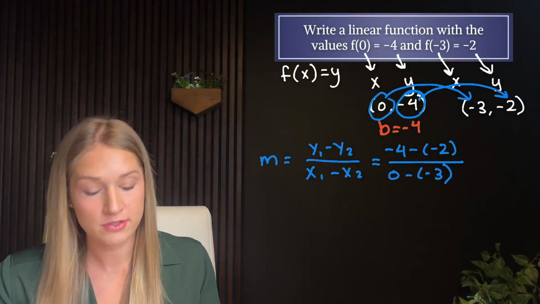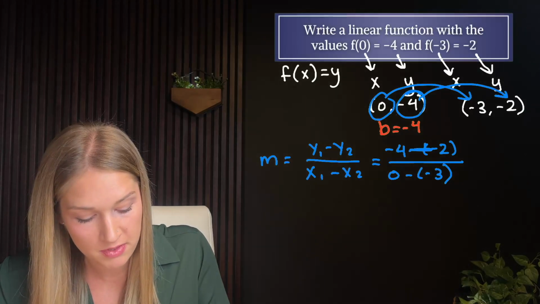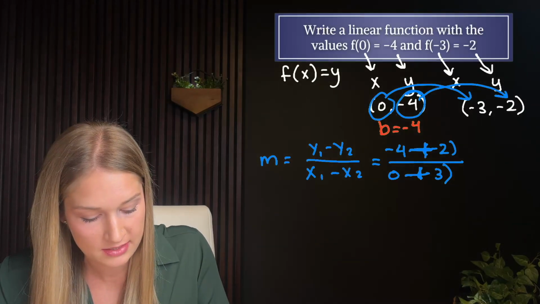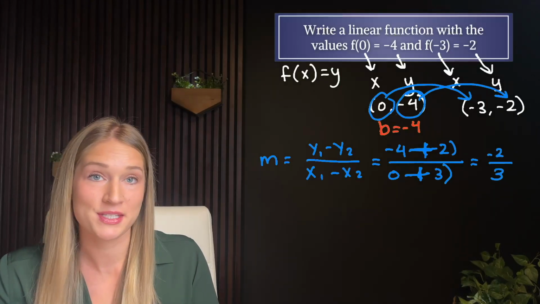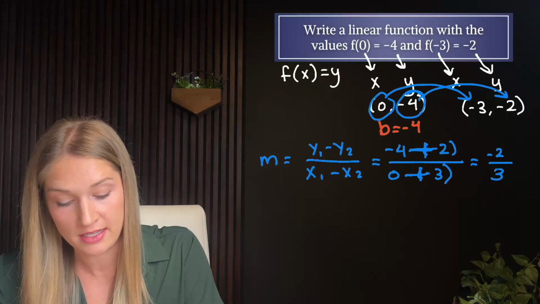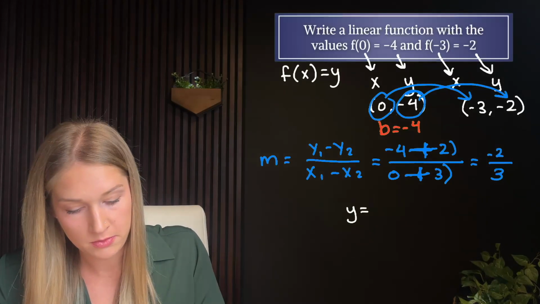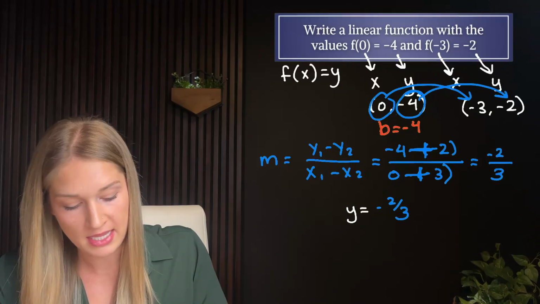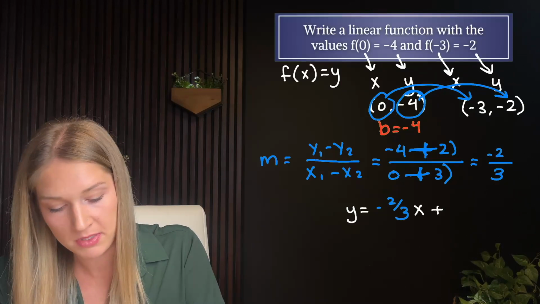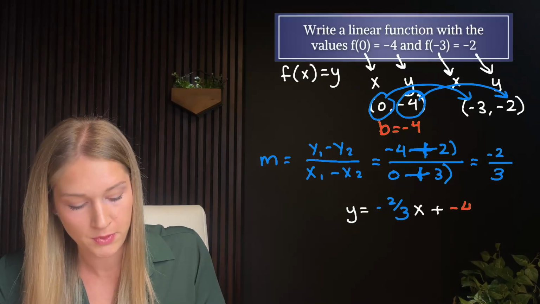I have those two negatives next to each other on both the top and the bottom, so those just become pluses. So -4 plus 2 is -2 over 3. So my slope is -2/3. And now I just put it all together. Y equals, my slope is -2/3 times x plus my b value is a -4.